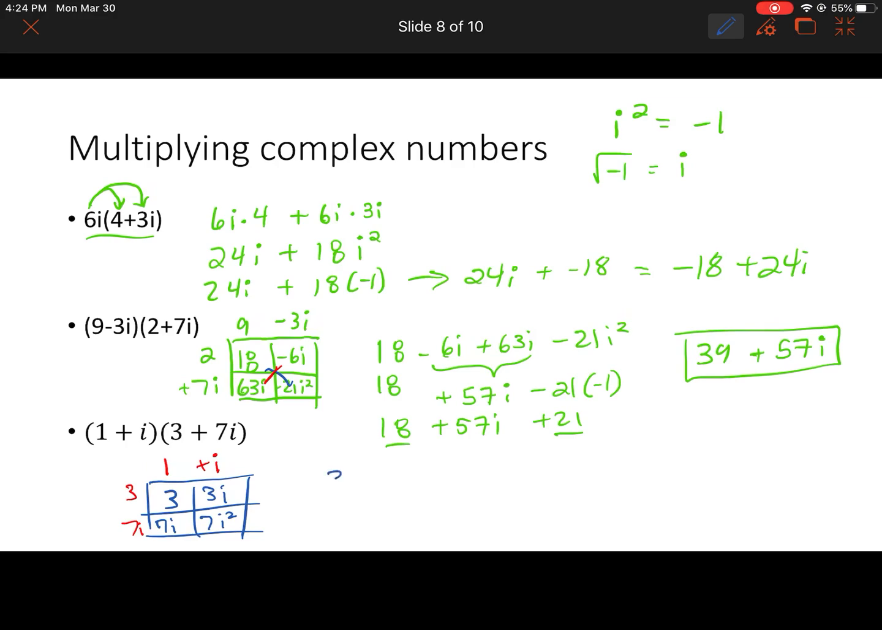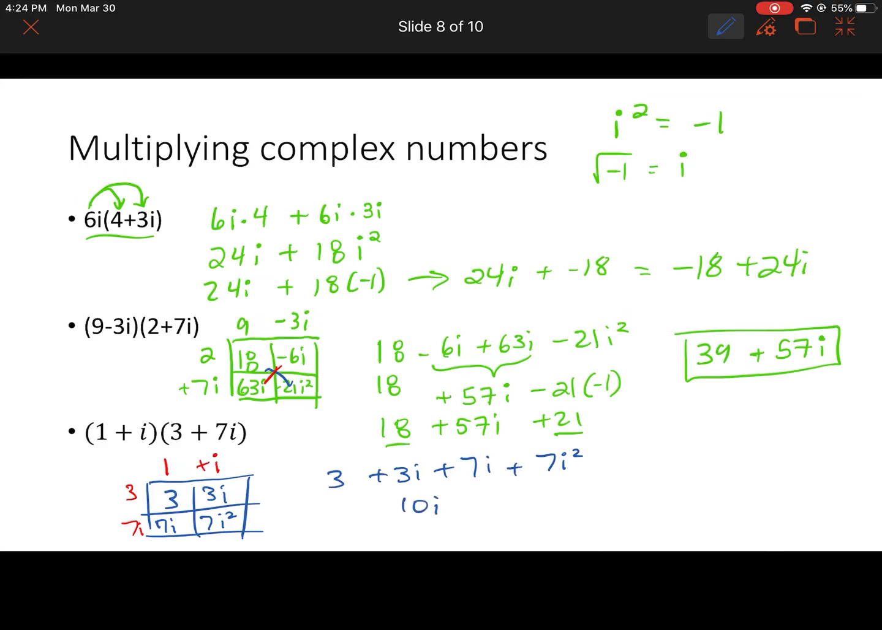Okay, so I'm going to go ahead and rewrite that again. 3 plus 3i. These are all positive, by the way. And then plus 7i squared. They're all positive, so they're all being added together. If they were negative, then you subtract them instead. Or you can just add a negative value. It doesn't quite matter. But let's go ahead and combine the like terms.